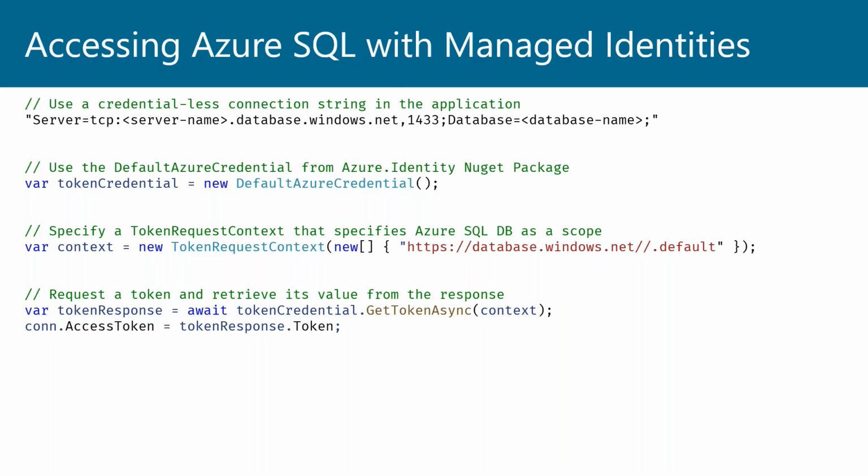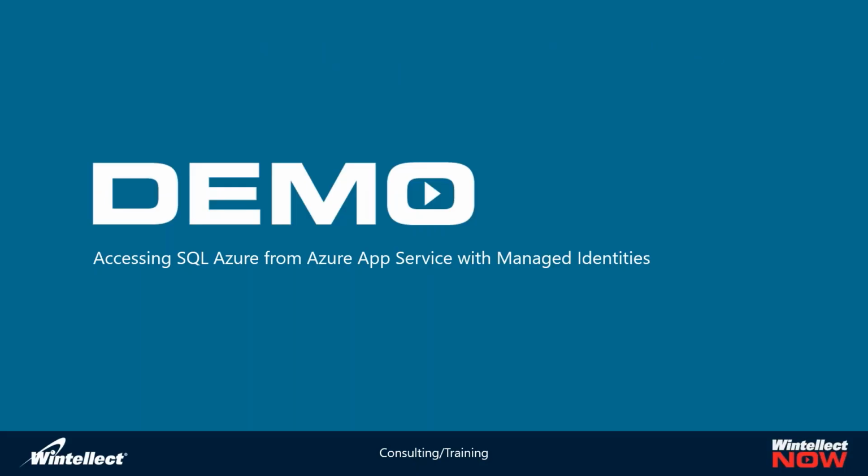Anyway, once you've got the scope that you want to retrieve your token for and the credential that you want to use, you can use that credential to request a token. And then in my database connection, I can set its access token to be the token that I retrieved from that default Azure credential. Again, let's go back to our code and actually see that in use.